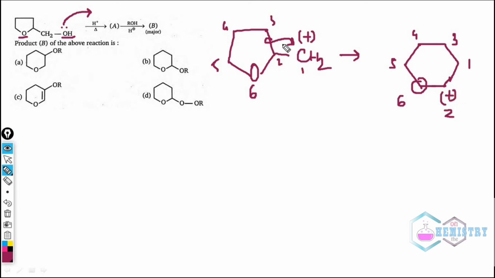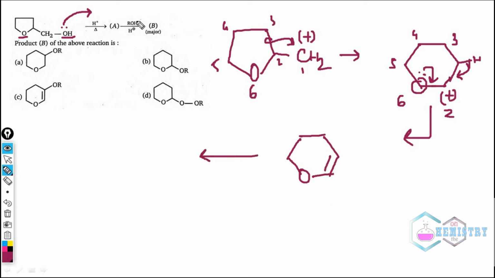But why does this bond move? Why does this bond not move? Because this carbocation is stabilized by the resonance of the oxygen atom, or the lone pair donation from the oxygen atom. So this 2-3 bond will move. Now there is a hydrogen in one, this will get removed, and we will get a compound like this.